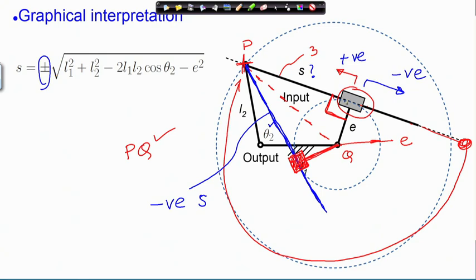You cannot have another solution with plus S. The hinge must go on to the other side. So, that is the negative S solution. Now, whether that is physically possible or not, that is another issue, but geometrically this is the interpretation of the second solution with negative sign.